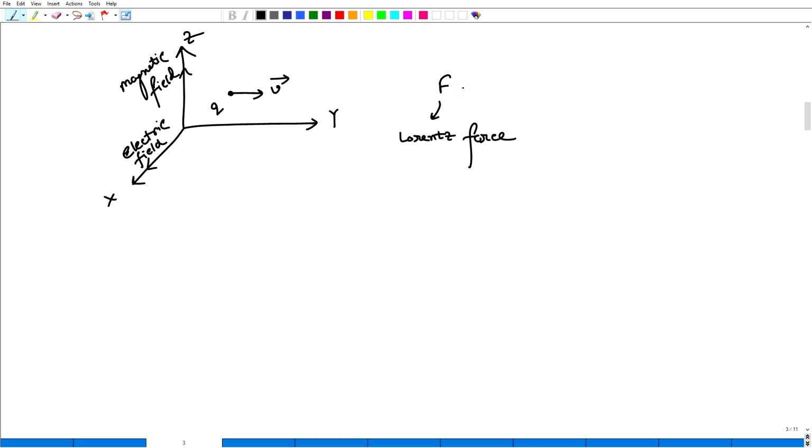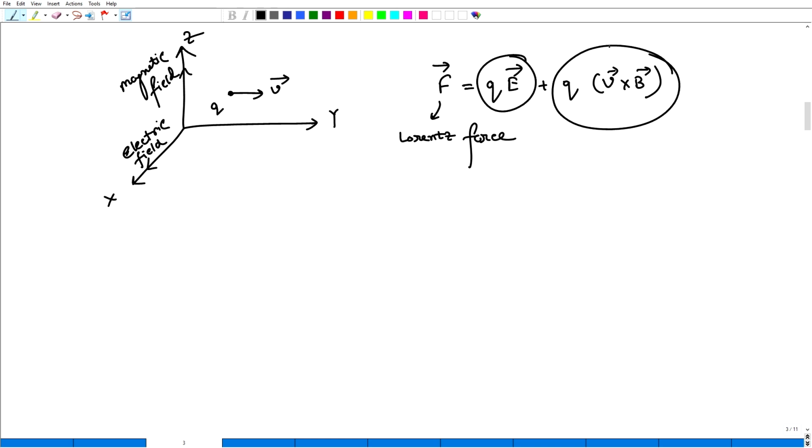This is the Lorentz force, which is F = qE + qv × B. This is the formula of the Lorentz force. The first term is due to the electric field and the second is due to the magnetic field. Two forces are there. We studied the electric field and magnetic field separately, but actually the electric and magnetic fields are equivalent to each other. If the electric field and magnetic field are actually related, why?